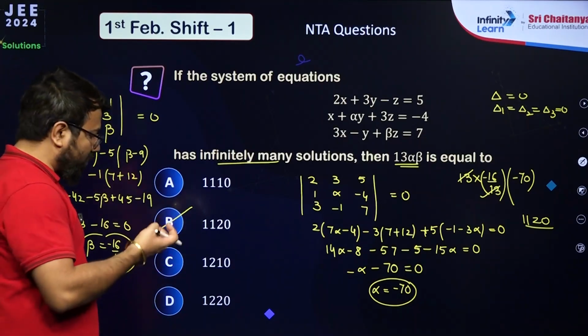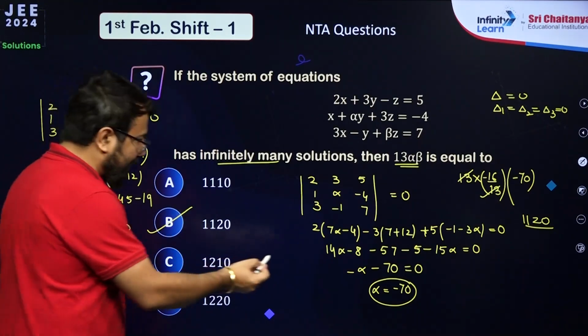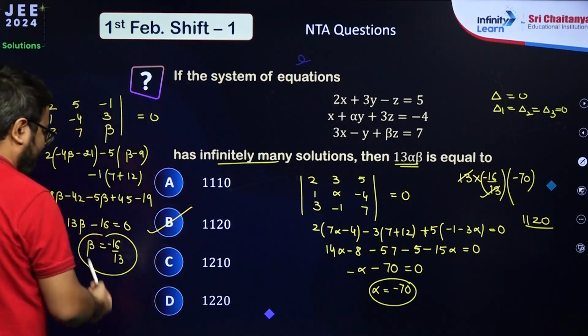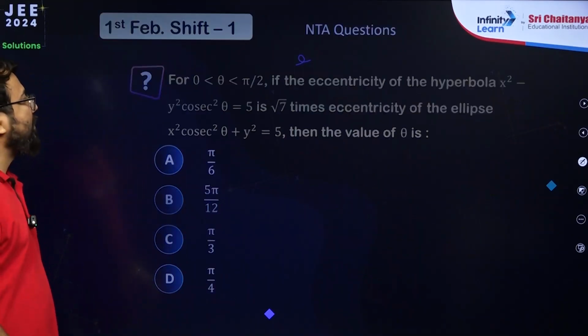I hope, my dear students, you all are able to understand. So yes, the alpha value is minus 70 that we are getting. The beta value is minus 16 over 13 that we are getting. And yes, 1120 is the right answer.